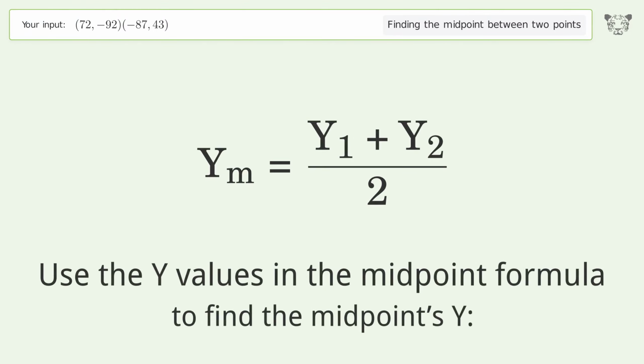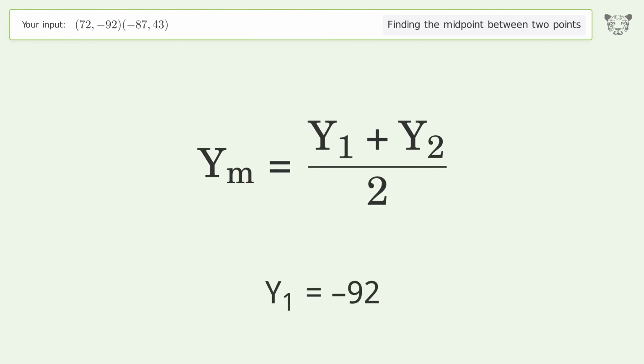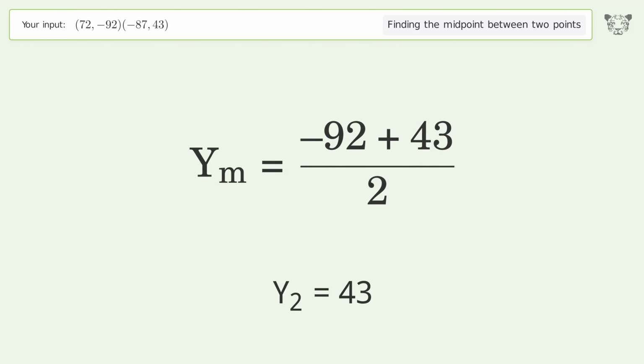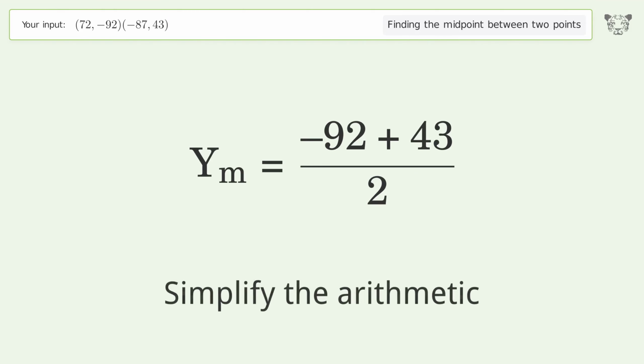Use the y values in the midpoint formula to find the midpoint's y. y1 equals -92. y2 equals 43. Simplify the arithmetic.